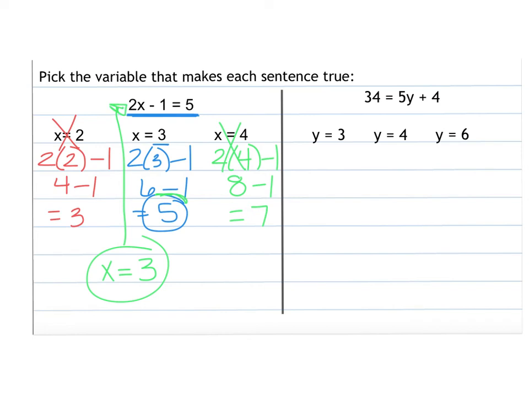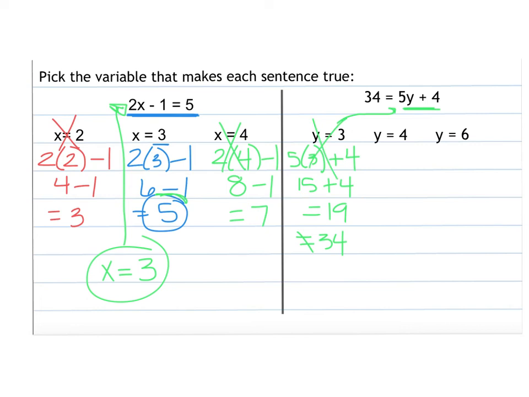If we have 34 equals 5y minus 4, if you want to pause and try this on your own and see if you can figure out which variable works, that'd be awesome. So I'm going to take y equals 3. I'm going to substitute it into 5y minus 4. So 5 times 3 plus 4, I think I said minus, it should be plus. So 15 plus 4 equals 19, which does not equal 34, so I know that it's not y equals 3.